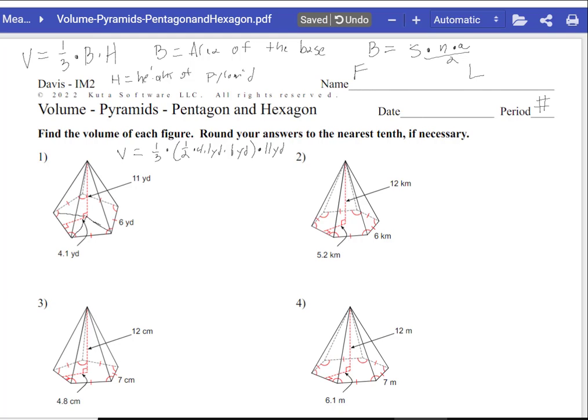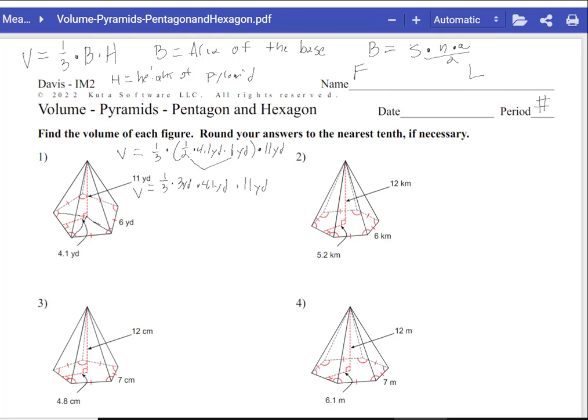And so now we can ask, all right, where are we going to get this? Well, half of 6 yards. So I'm going to start doing some mental math. Half of 6 yards is 3 yards, so I'm going to write 3 yards right here. And I still have this 1/3. So the volume is still equal to 1/3 times 3 yards times 4.1 yards times 11 yards.